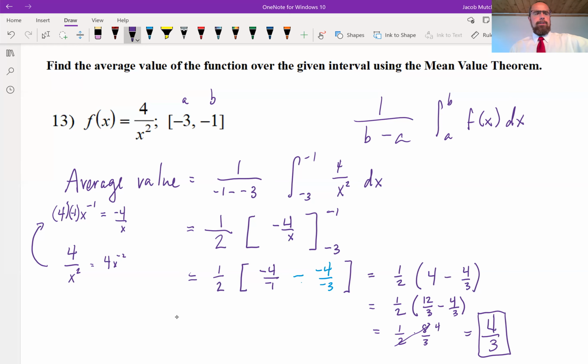Thank you for joining for this investigation of finding the average value of a function on a closed interval using the mean value theorem for integration. See you soon.